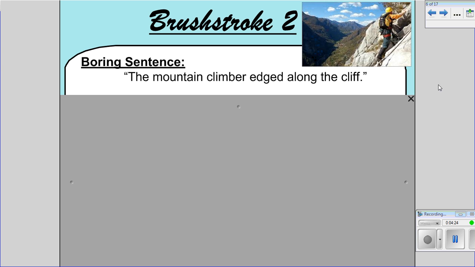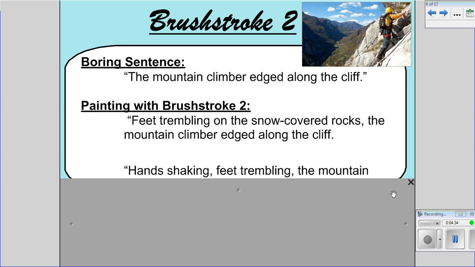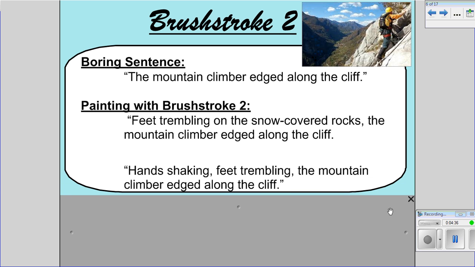All right, in your writer's notebook, please write brushstroke 2. Here's a boring sentence. It says, the mountain climber edged along the cliff. There's really not much going on here. So here we are painting with brushstroke 2. Feet trembling on the snow-covered rocks, the mountain climber edged along the cliff.